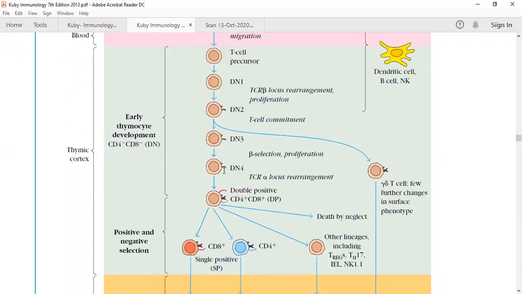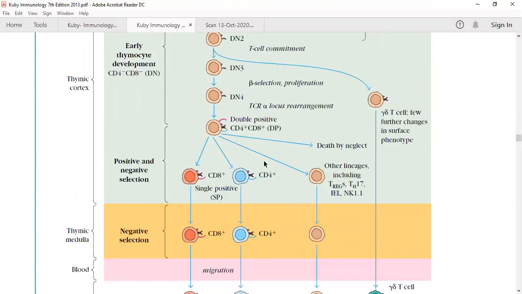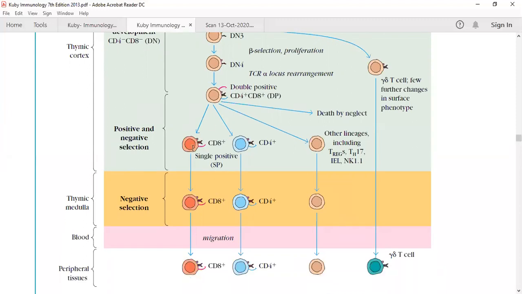Finally, the double negative cell will become a double positive cell. They will start expressing both CD4 and CD8 markers and receptors on their surfaces. Then positive and negative selection takes place in the cortex region, giving rise to single positive cells. So double negative, double positive, and single positive, SP. A single positive cell develops which shows either the CD8 marker or the CD4 marker on the surface. Respectively, they are called TC and T helper cells.